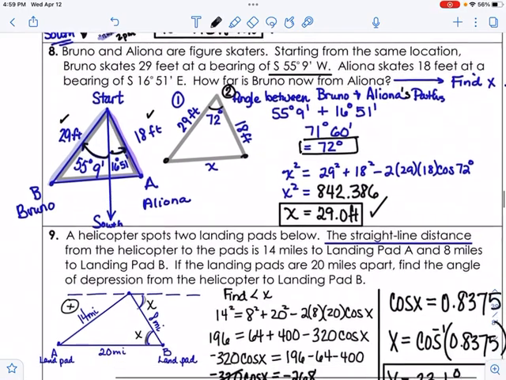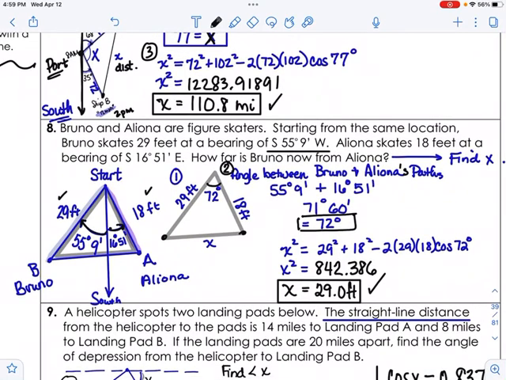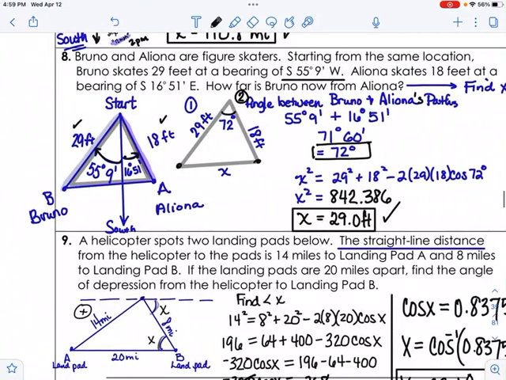And then the last one. The last one seems like it's a little hectic, but it's really not that bad. The helicopter spots 2 landing pads below. So helicopter, here it is right here. I didn't draw anything, but I guess I could draw a little helicopter, and here's the helicopter up in the air, right?